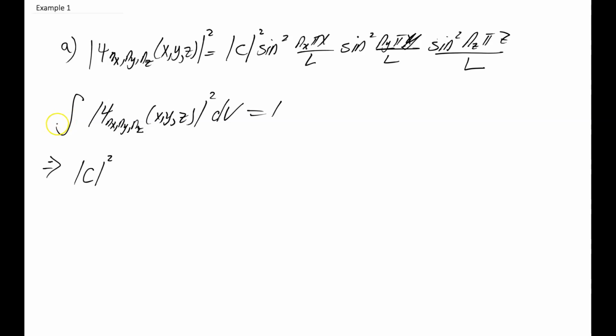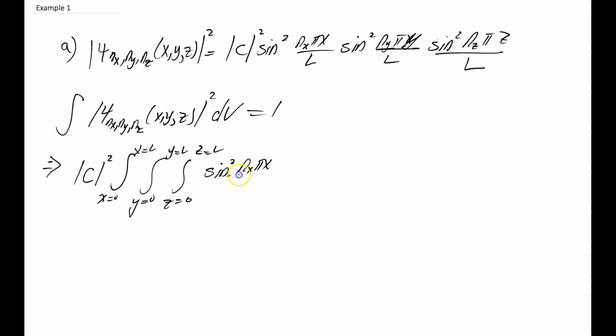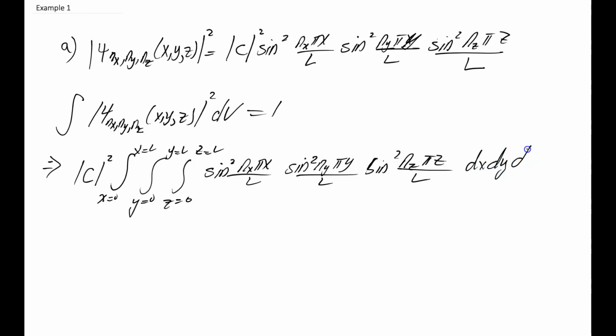we can take c squared outside of the integral and say that we have from x equals 0 to x equals L, y equals 0 to y equals L, z equals 0 to z equals L of sine squared n_x pi x over L, sine squared n_y pi y over L, sine squared n_z pi z over L, dx dy dz.